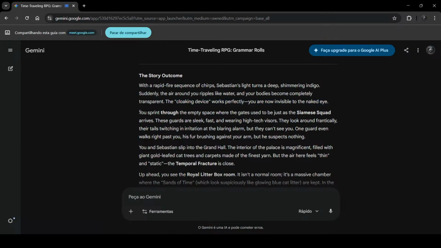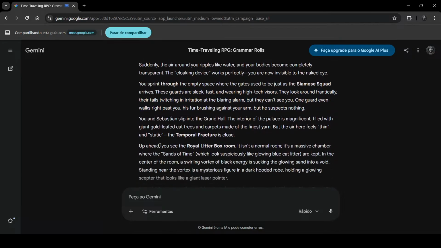You sprint through the empty space where the gates used to be just as the Siamese squad arrives. These guards are sleek, fast, and wearing high tech visors. They look around frantically, their tails twitching in irritation at the blaring alarm, but they can't see you. One guard even walks right past you, his fur brushing against your arm, but he suspects nothing.